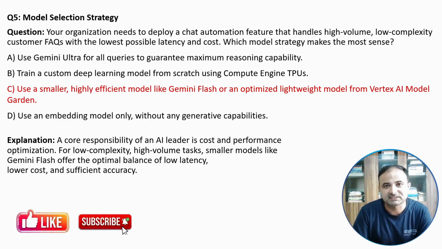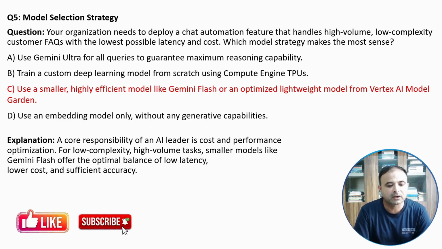So here, model selection strategy: how you can select a particular model according to the situation. Your organization needs to deploy a chat automation feature that handles high volume and low complexity customer queries, like frequently asked questions, with the lowest possible latency and cost. Which model strategy makes the most sense? Use a smaller, highly efficient model like Gemini Flash, or an optimized lightweight model from Vertex AI Model Garden. So the correct answer is C.